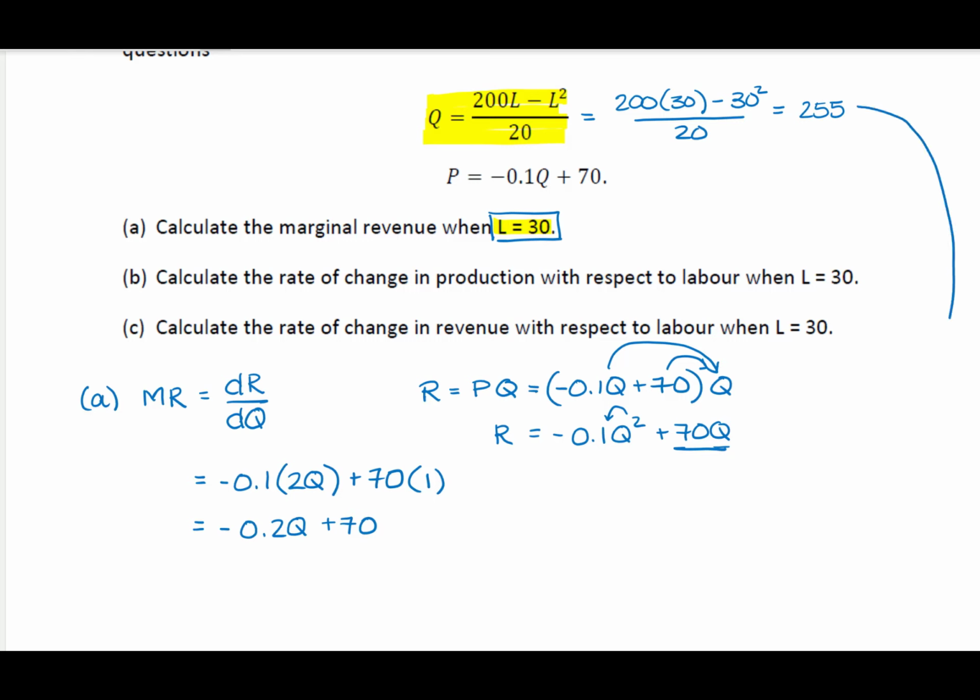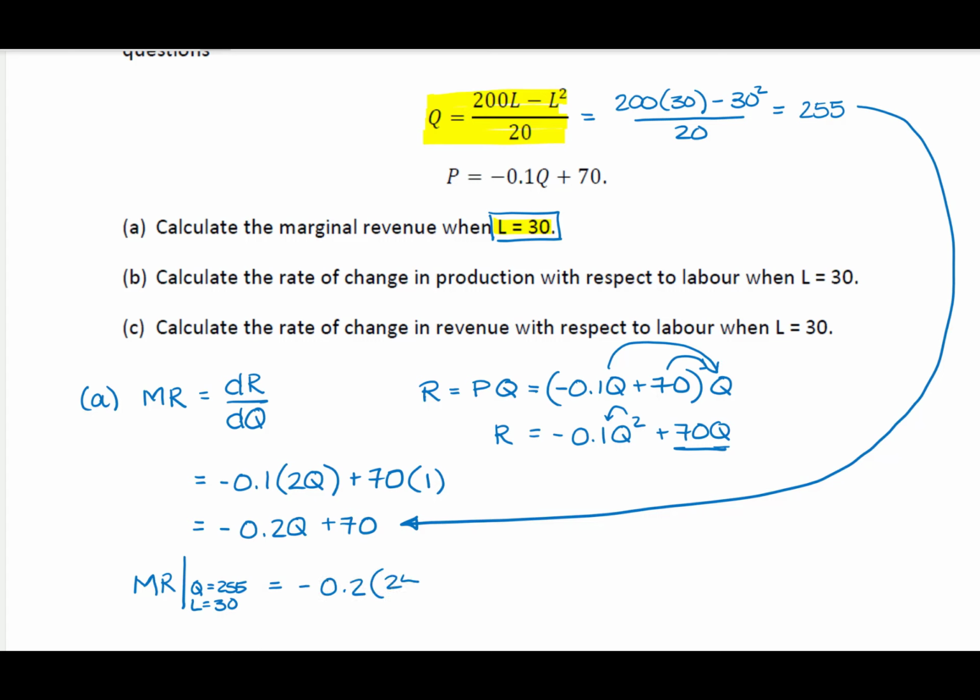And the reason I did this was so that I could have a Q value to insert into my marginal revenue function, the Q value for when L is equal to 30. So now marginal revenue when L is equal to 30, which means that Q is equal to 255, is going to be equal to negative 0.2, and I have a Q value of 255 plus 70. And this gives me 19. And that's my answer. Marginal revenue when L is equal to 30 is 19.